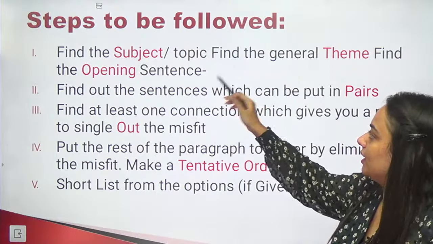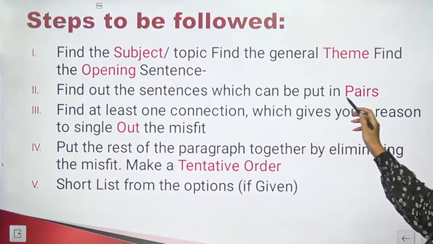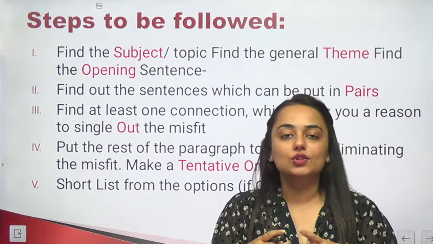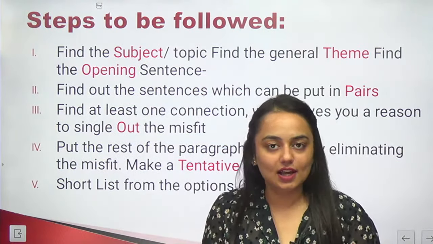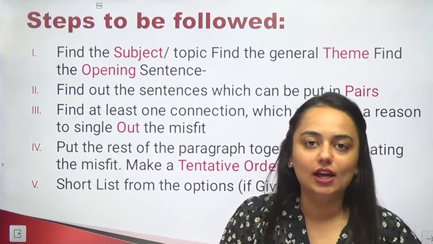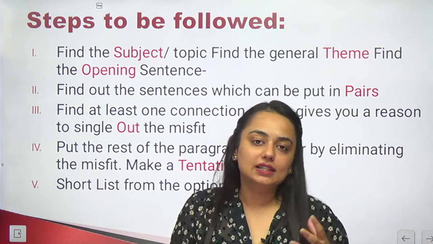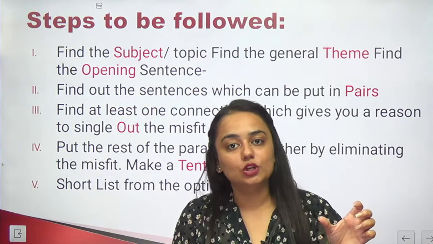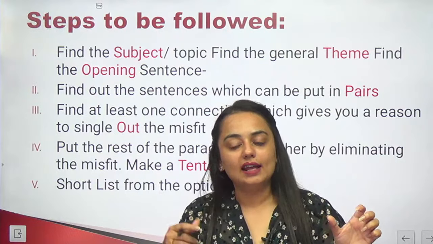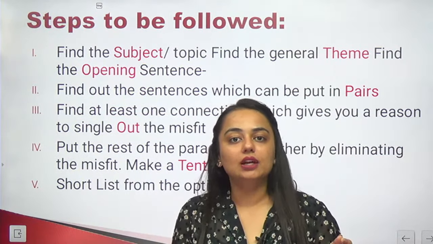So after finding out the subject and the opening line, find out the sentences which can be put in pairs. There are certain sentences which go along with each other, which easily gel well with each other, and you get to know about them after reading all the sentences. Let's say there can be a cause mentioned in one sentence and an effect mentioned in some other. So they can be a pair.